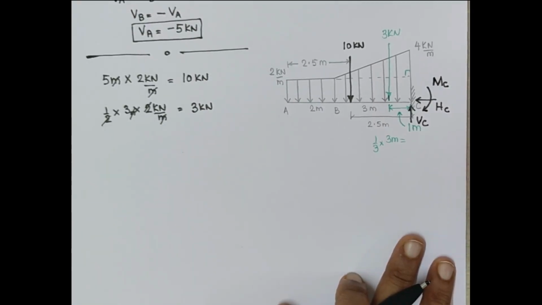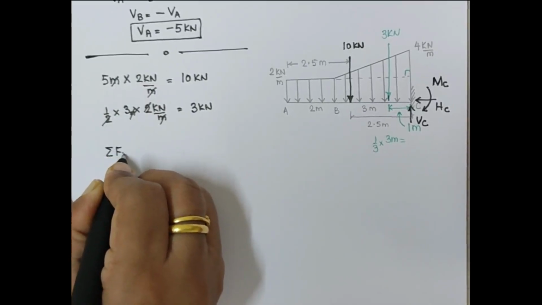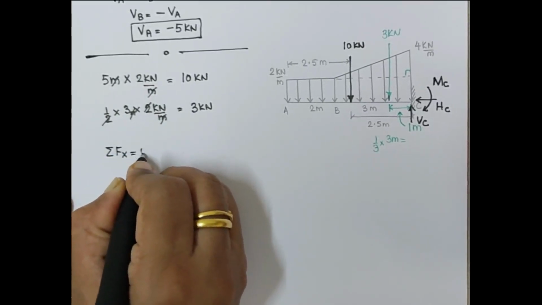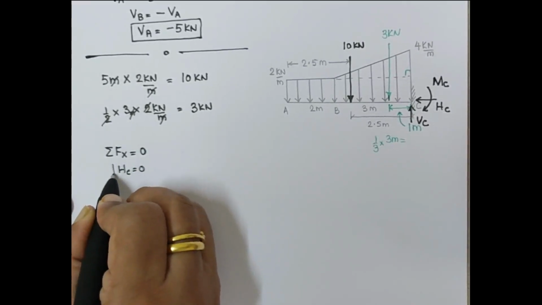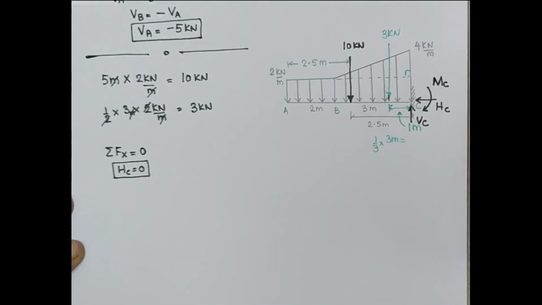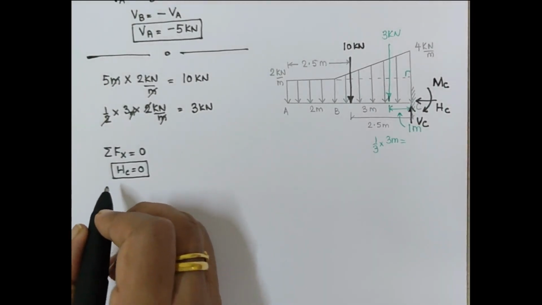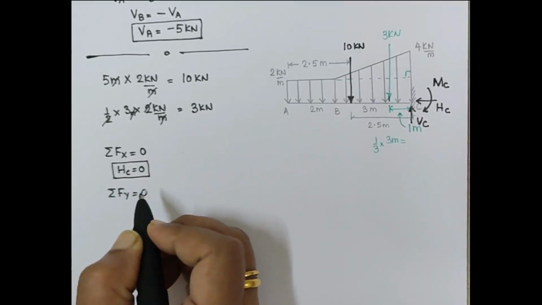Let us go ahead and now calculate the equations. First, summation of forces in x direction. Since there are no forces that are going to be against HC, we will get the value of HC directly equal to 0. This does not happen in every case. In case there is any inclined loading that is given, then you will always get a reaction from the other side.